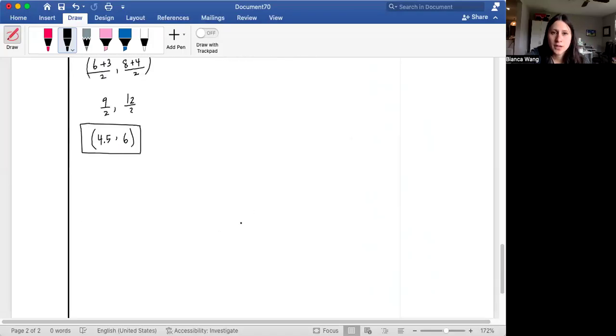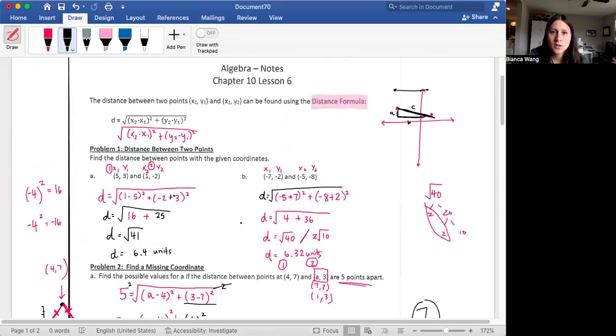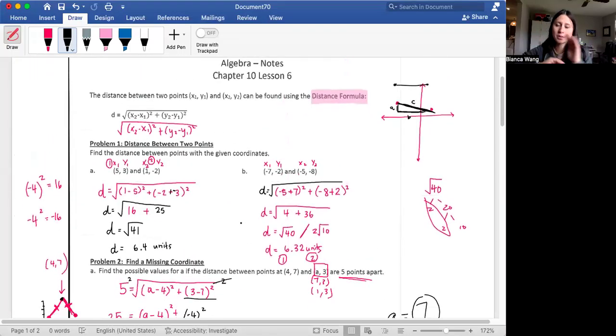That's all I have for you today. So 2 big formulas. You just have to know how to identify the information, plug it into the right equation, and solve that way.